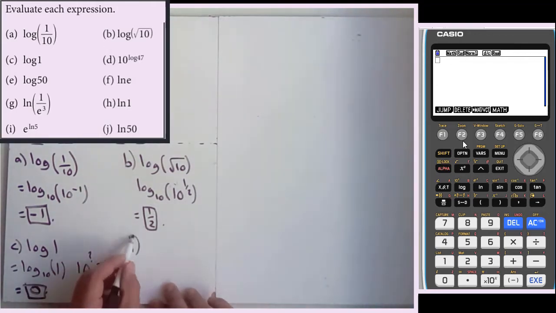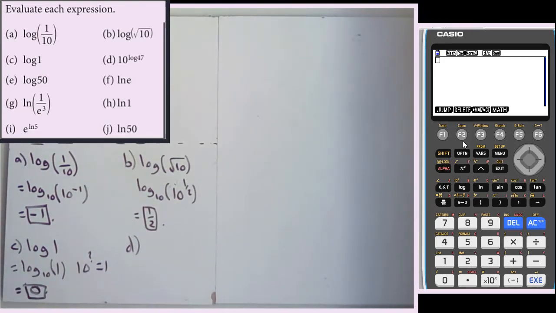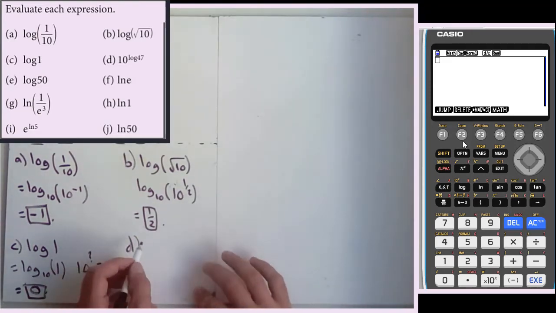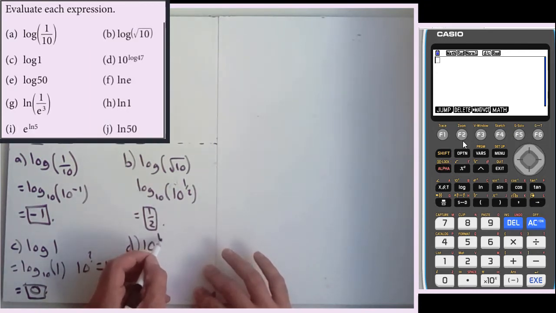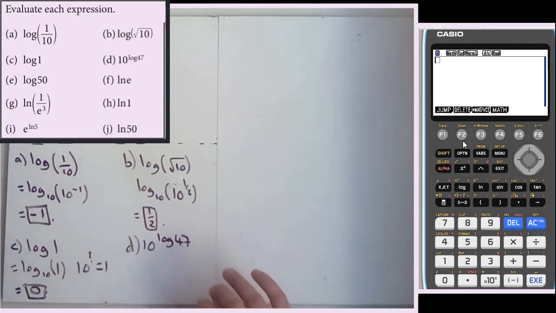Part D. 10 to the power log 47. So this is testing, do you know what a log is? So this is saying we need to raise 10 to the power of the power you raise 10 to get 47. So the log 47 bit says what power do you raise 10 to in order to get 47? That's the answer to log 47. So then if you raise 10 to that power, then you achieve 47.